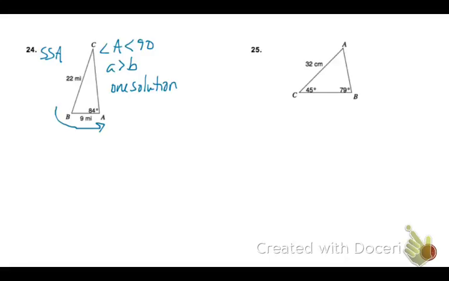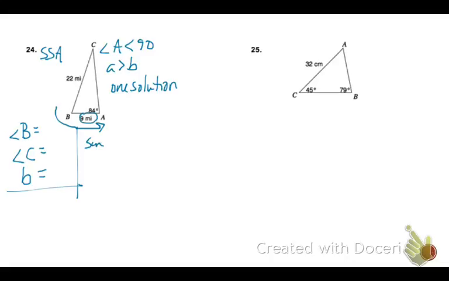So let's write down what we need to know. We need to know the measure of angle B, the measure of angle C, and side B. Since we know side C, let's start with solving for angle C.